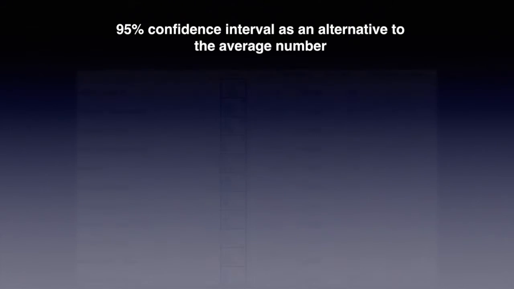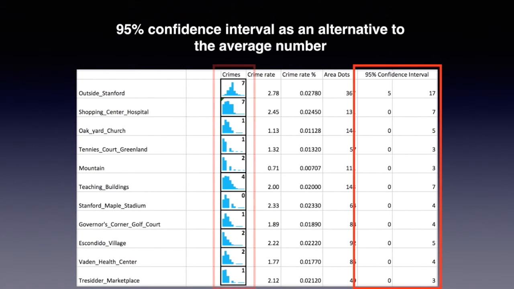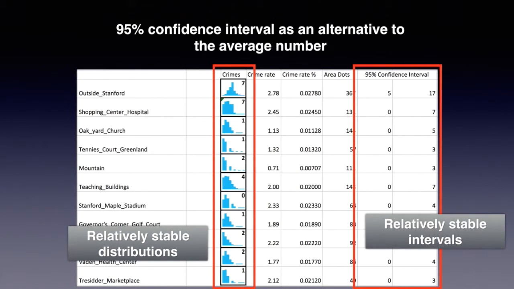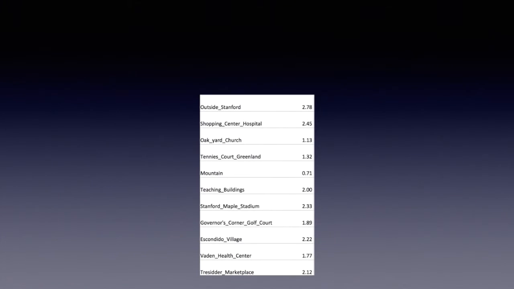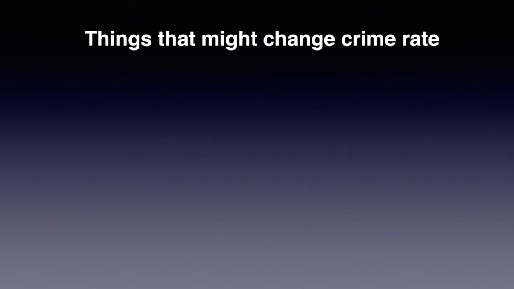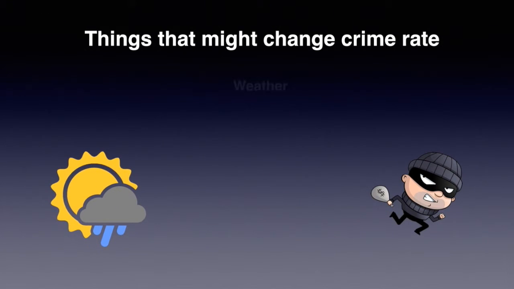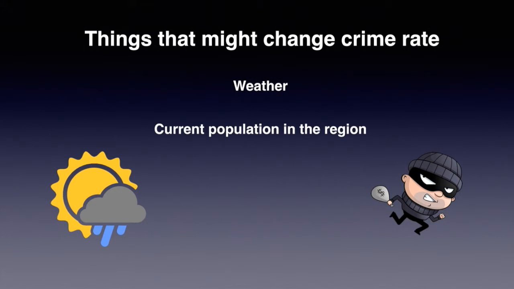Meanwhile, we have also simulated crime cases in each district and calculated the 95% confidence interval as an alternative to the average number of 2.04. While doing this project, we realize that our simulation depended on some basic assumptions about crime rates to simplify the problem. However, realistically, there are hundreds of things that could change crime rates, which would show the flaw of averages. For example, weather, current population in the region, season, unreported crimes.